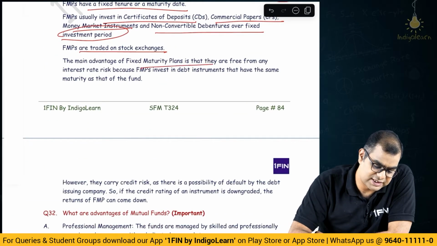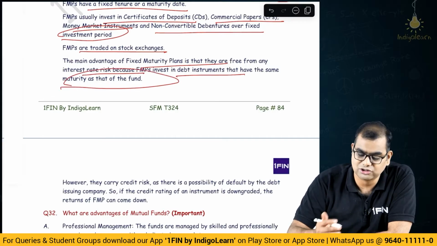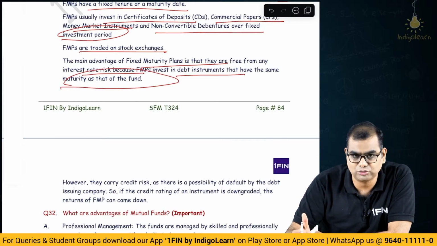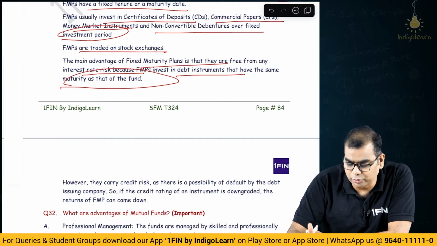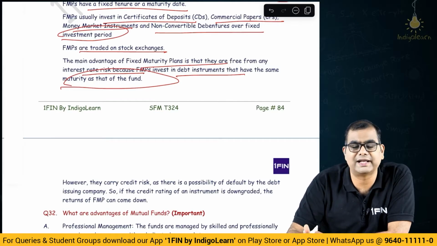The main advantage of this is they are free from any interest rate risk because they invest in debt instruments that have the same maturity as the fund. So you launch a fund for 1 year, you pool the money from all the investors, and you invest the entire money in bonds that have 1 year maturity.